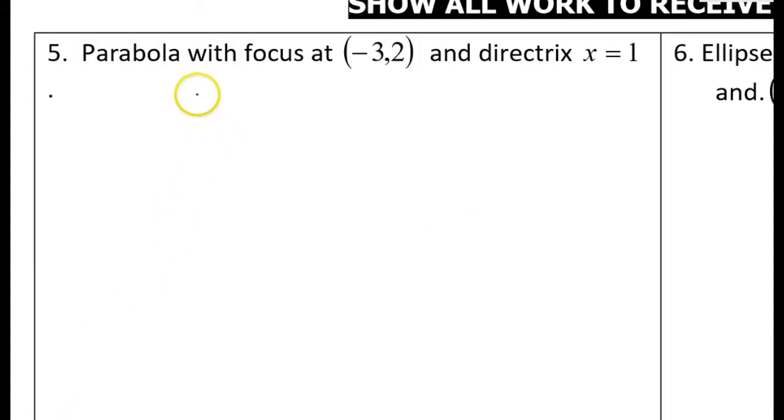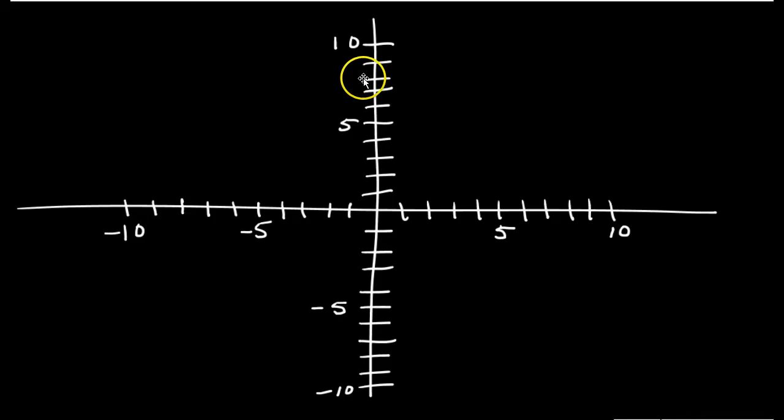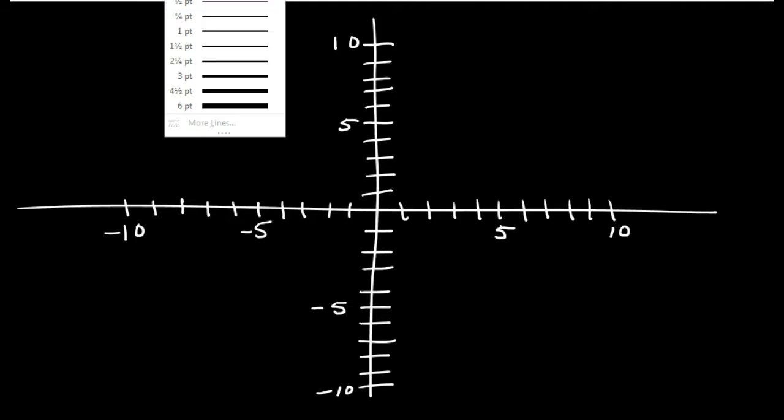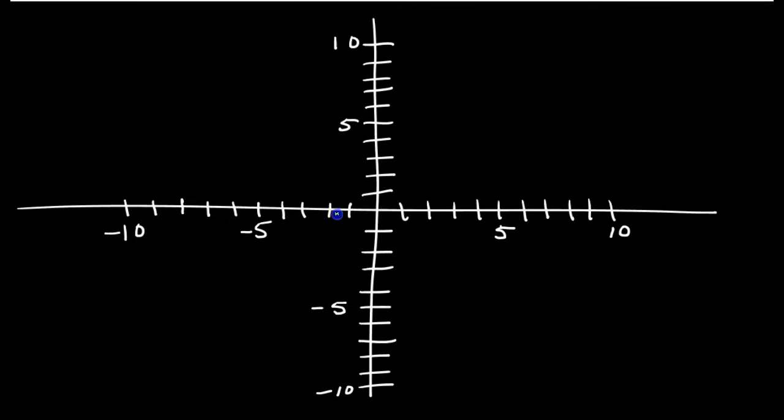For problem number 5, we're told that we're dealing with a parabola and we're given the focus and the directrix. We need to write an equation for this. Let's start by graphing what we have. We have a focus at -3, 2. Let's just sketch a rough graph of that. So -3, 2 would be right here. So here's the focus.